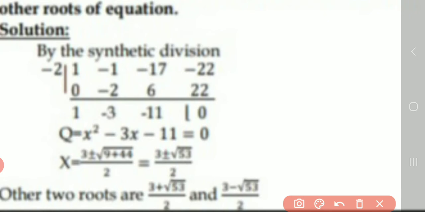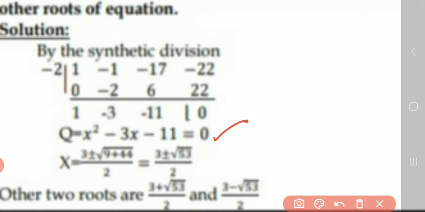So I can say this −2 is a root of this equation, and the quotient from these coefficients is x² − 3x − 11 = 0, because I want to find the zeros of the polynomial, so I equate it to 0. Now the given equation is q = x² − 3x − 11 = 0. From this I want to find the value of x, that is the root.